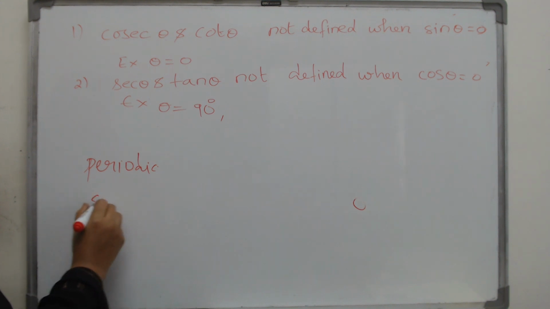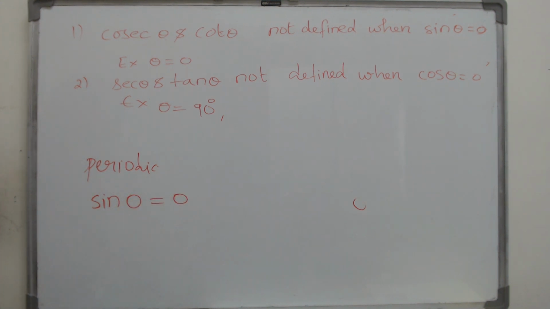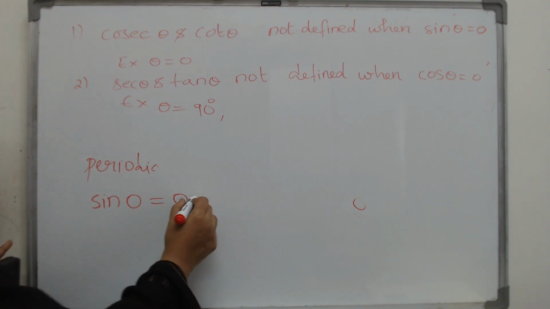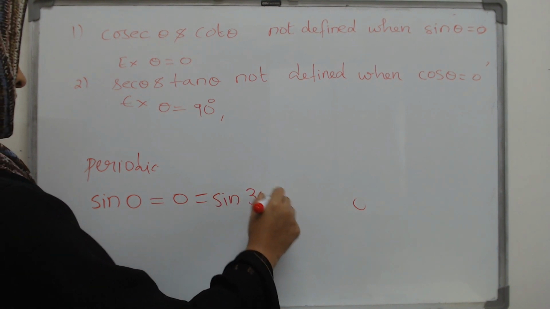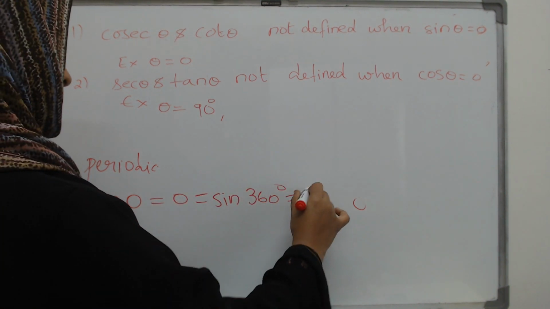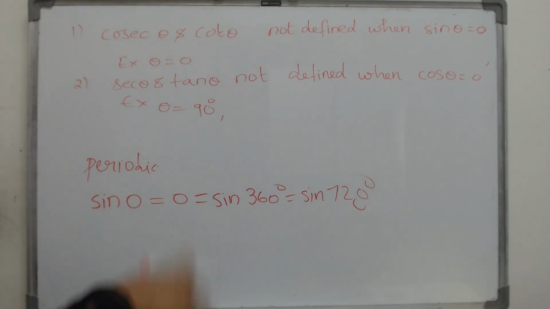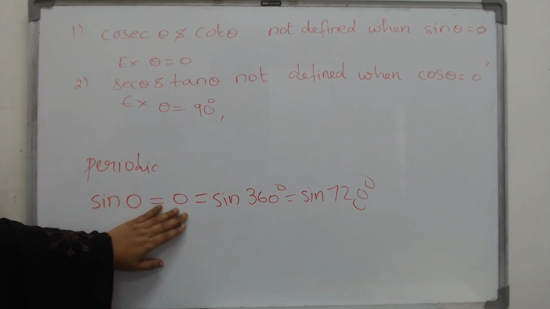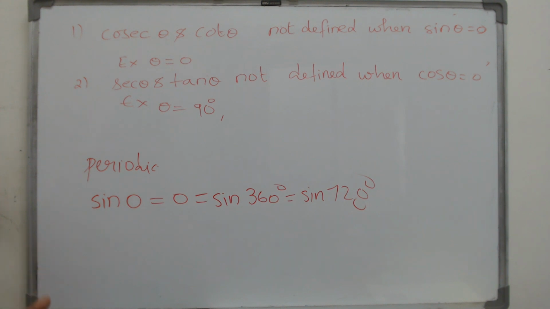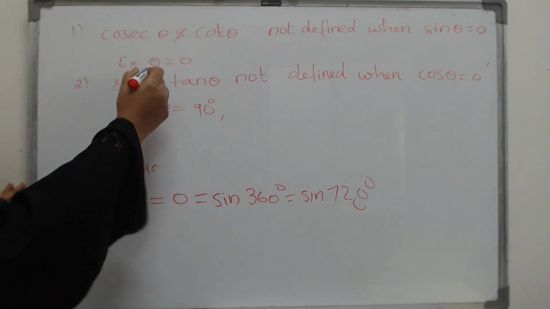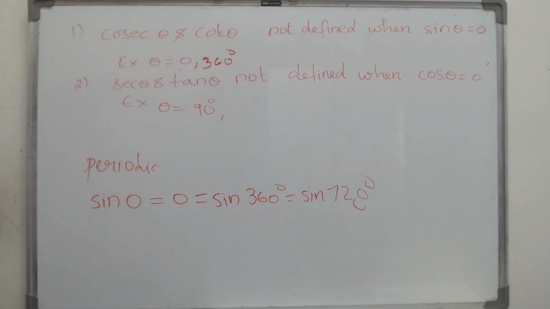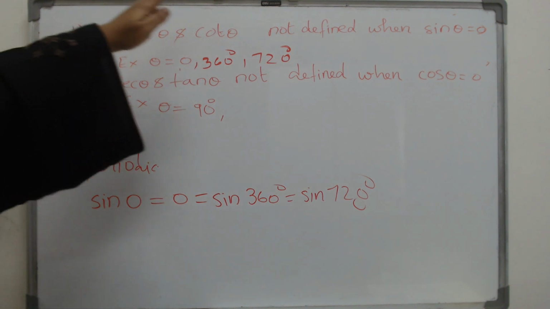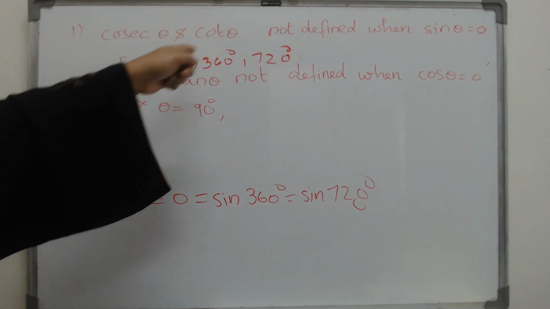So if sin 0 is 0, not just sin 0, add 360. For every 360 you will get the same value. Sin 360 is also 0. Sin 720 is also 0. Keep on adding 360, all of their sin values will be 0. Similarly, if you take the cos values, it is the same. They are also periodic. So it is not just 0. For 360 degrees also the story is same. The 720 degrees also the story is same. Your cosec theta and your cot theta will not exist for all of these values.